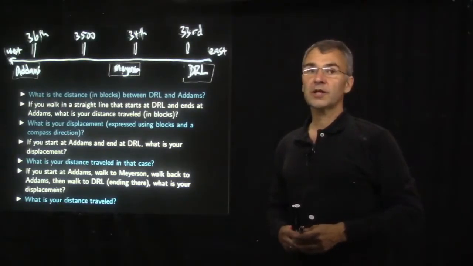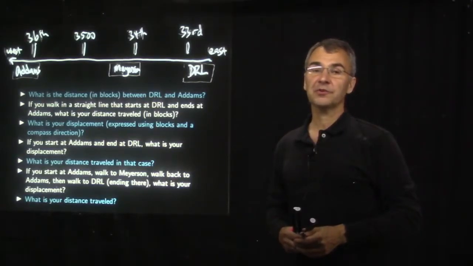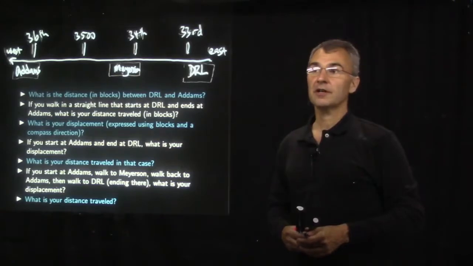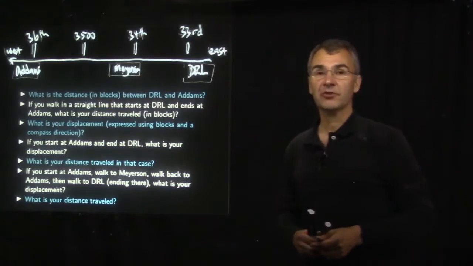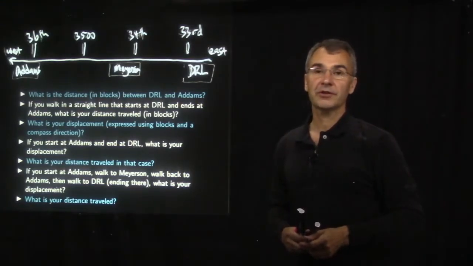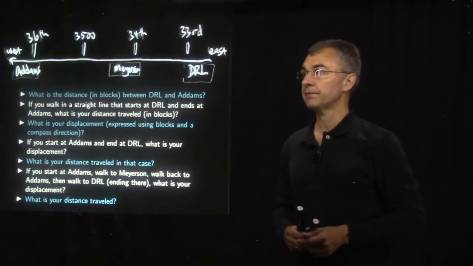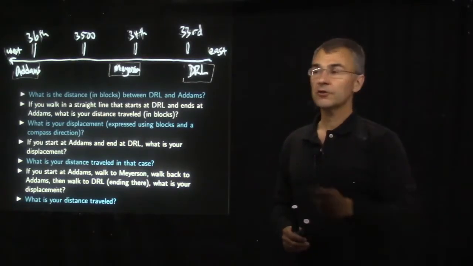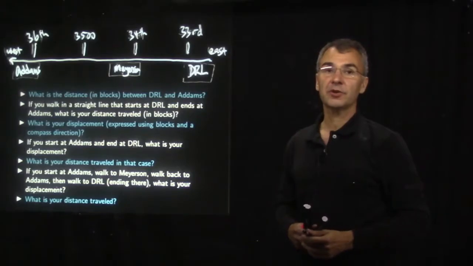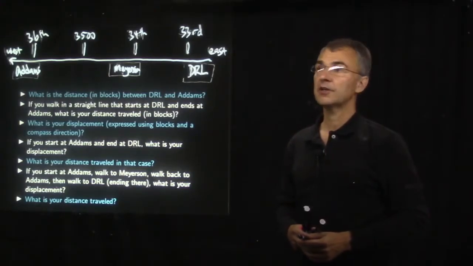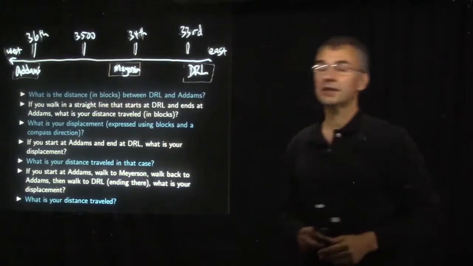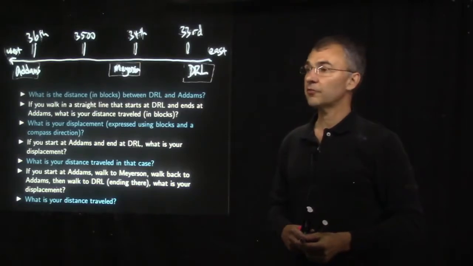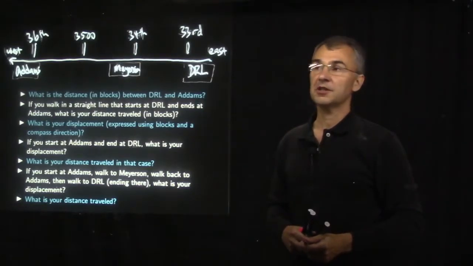Let's work through a couple of examples here using as our coordinate system the city blocks on Walnut Street between DRL, where our class meets, and Addams Hall, where many of you spend a lot of your time if you're in the architecture program. So what is the distance in blocks between DRL and Addams? So 1, 2, 3, I would say that's 3 blocks. The distance between DRL and Addams is 3 blocks.